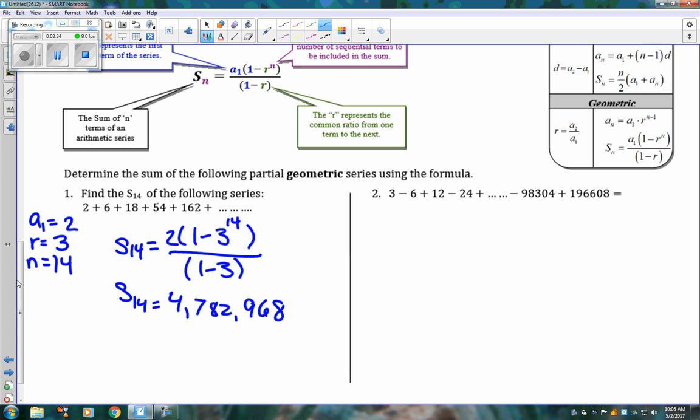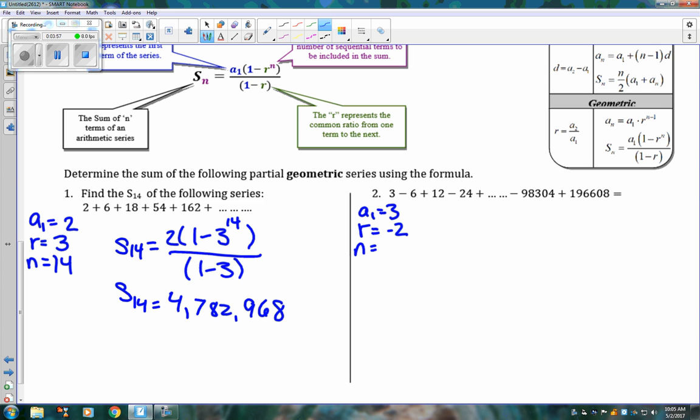Alright, so let's look at the next one. Remember, I only need 3 things. I need my first term. Do I have it? Yes. Do I have r? Do I have n? I don't have n, so I have to find n. Can I find n?